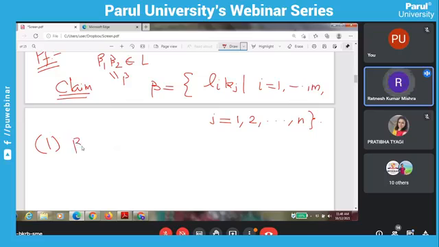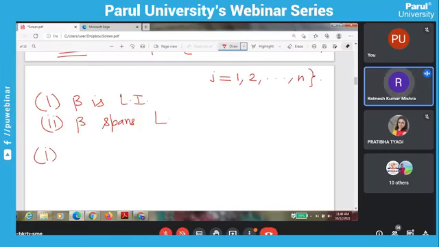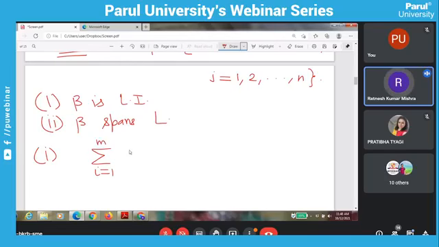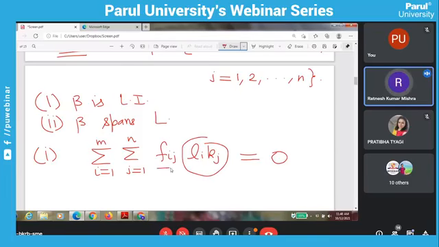Number one, prove that β is linearly independent. And number two, β spans L. So for number one, we take the summation, i varies from 1 to m and j varies from 1 to n, of Fij Li Kj, and this equals 0. First of all, this is the β. Now we have to prove that Fij is 0, all the coefficients are 0. Then we can say that β is linearly independent.